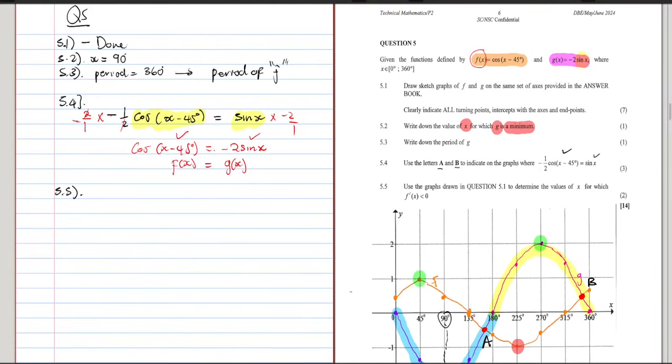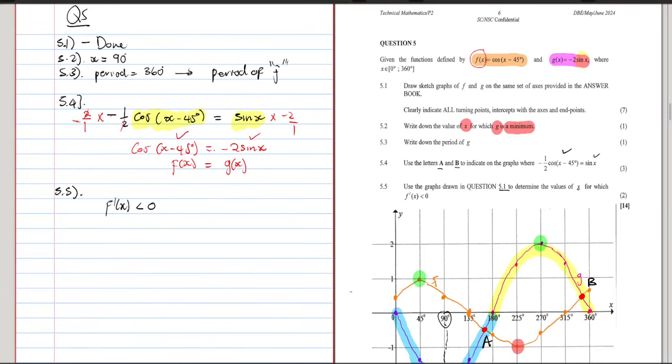5.5. Use the graphs drawn in 5.1 to determine the values of x for which f prime x is less than 0. Okay, here's something you need to understand. The f prime actually represents a gradient of a tangent, or the first derivative, if you may.